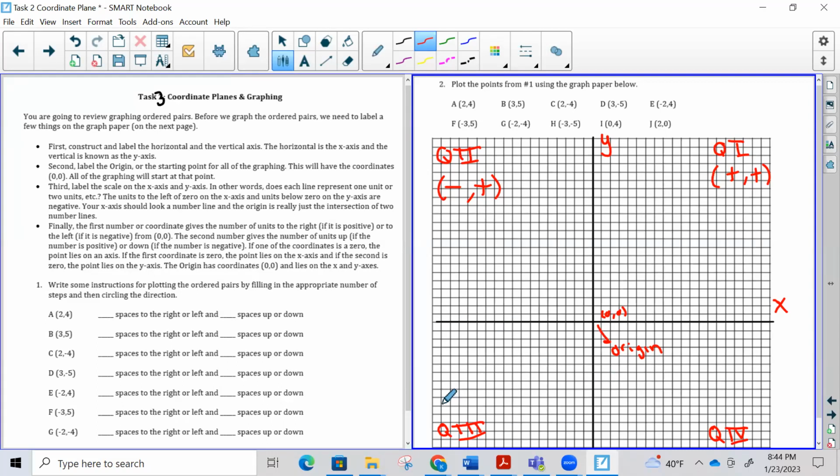And then we have quadrant 3. So we're going both left and down. So both the coordinates are negative. And then for quadrant 4, we're going right and down. So x is always first, so that would be positive, and then our y is second, which is negative. So a point, just as a reminder, always goes x, comma, y. So our first coordinate is the x value, and our second coordinate is the y value.